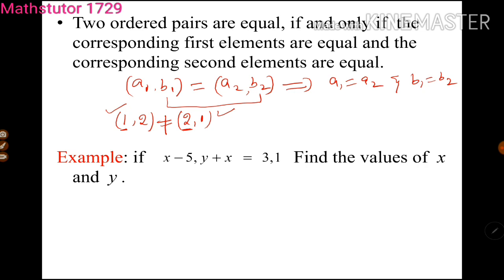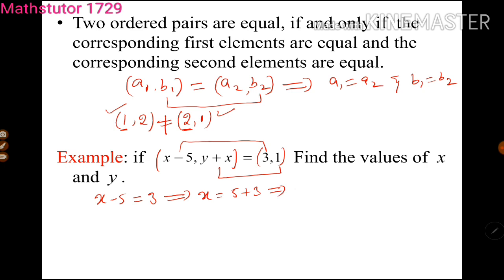Now come to the example problem. If the ordered pair (x minus y, y plus x) equals the ordered pair (3, 1), find the values of x and y. Okay, by the definition of ordered pair, the corresponding first components are equal and the corresponding second components are equal. So write it like this: x minus y equals 3. This implies x equals 3 plus y. Now the corresponding second elements are also equal.